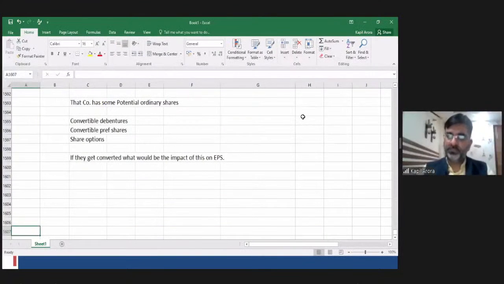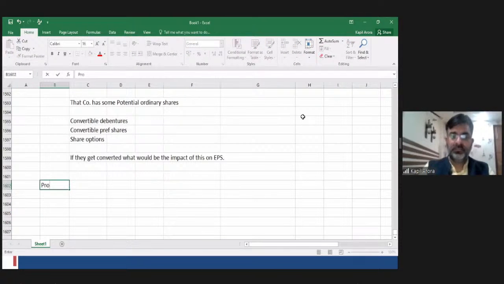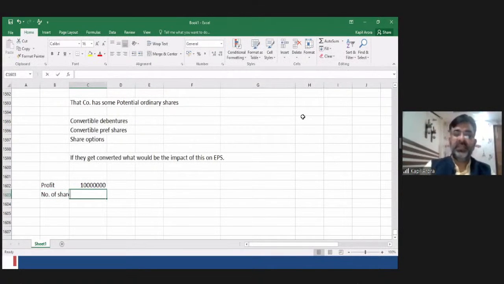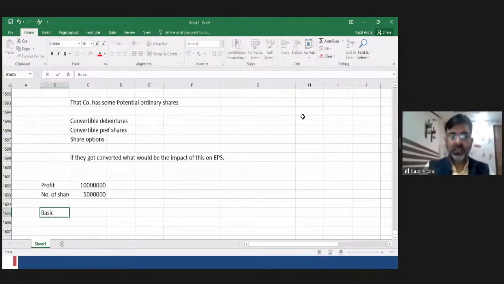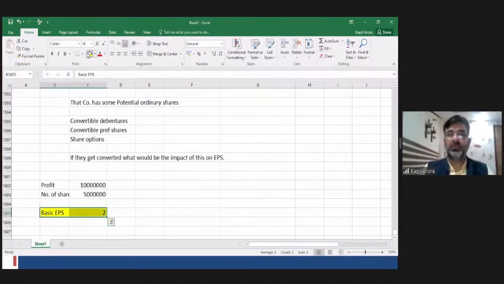Profit is mentioned here as 1 crore. Number of shares is mentioned here as 50 lakhs. So what is the basic EPS? Basic EPS is simple. We have calculated basic EPS. This divided by this, so we got basic EPS as 2. This is pretty simple.